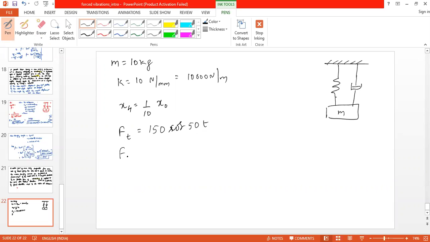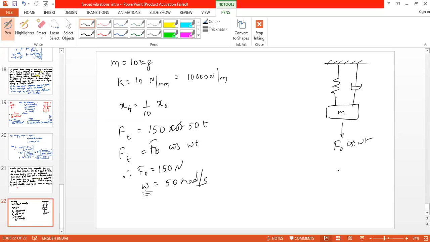And what is the standard form? The standard format is F is equal to F0 cos omega t. So therefore, F0 is 150 Newton and omega is 50 radians per second. Here this omega is the operating frequency. That is, we are applying the force F0 cos omega t.